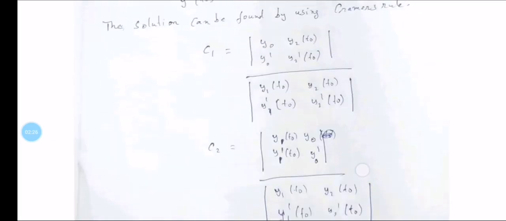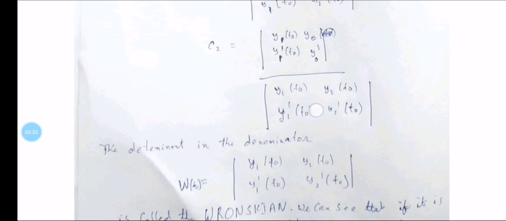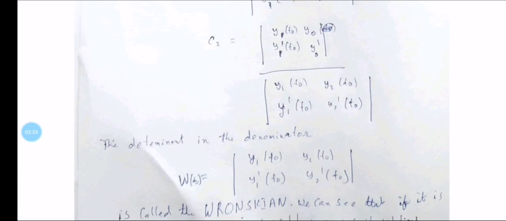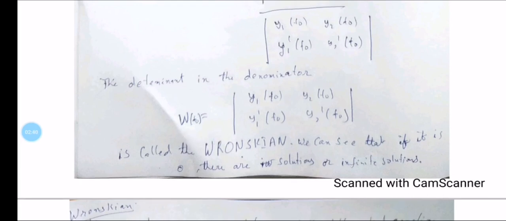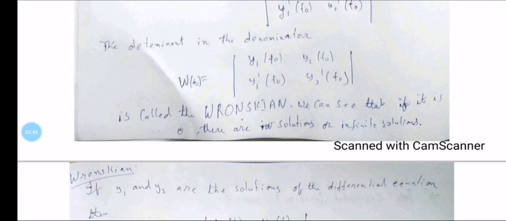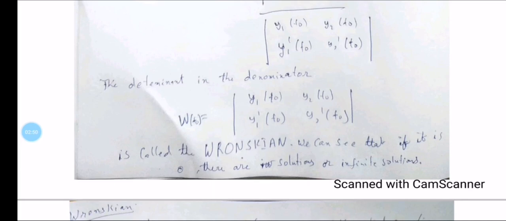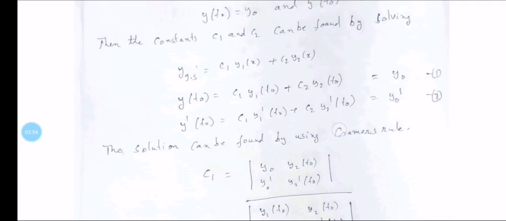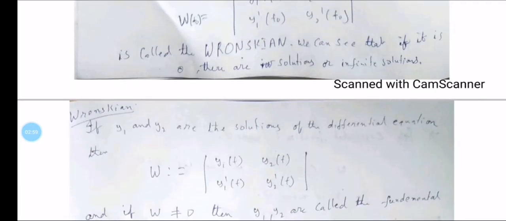So what is the denominator? The denominator is a determinant of y1, y2, y1'(t0) and y2'(t0). This is called W(t0), and this W(t0) is called the Wronskian. So we can see that if the Wronskian is 0, then the denominator will be 0, so there exist infinitely many solutions of this general solution.